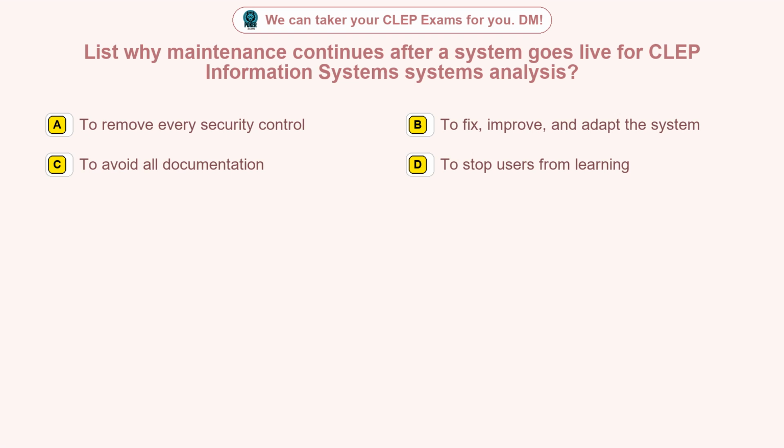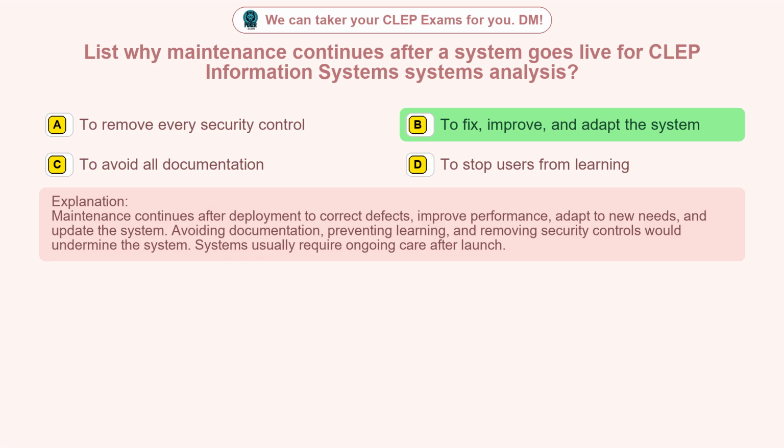Question 77. List why maintenance continues after a system goes live for CLEP Information Systems analysis. Option A. To remove every security control. Option B. To fix, improve, and adapt the system. Option C. To avoid all documentation. Option D. To stop users from learning. The correct answer is option B. To fix, improve, and adapt the system.